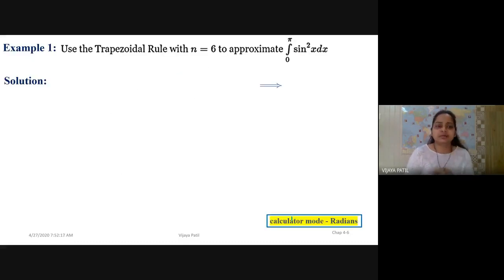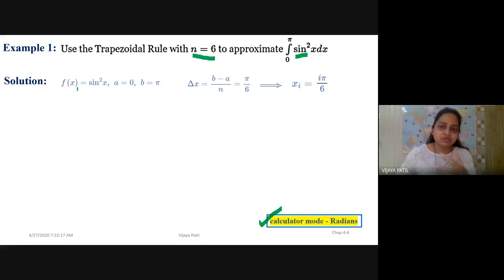Let us go for the first example, which we'll go through in detail. For this particular example, I have kept my calculator mode in radian, and this is the integral from 0 to pi of sine square x dx. Why radian? Because I'm dealing here with a trigonometric function, and this limit is there. Now f of x. The first thing is n equals 6. Let us see what all we have been given here. f of x is sine square x, my function. What will happen with delta x? Delta x is (b minus a) by n, that is pi by 6. So I'm going to get all my points like this.